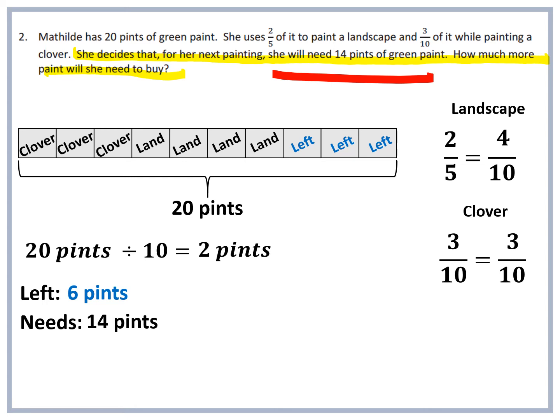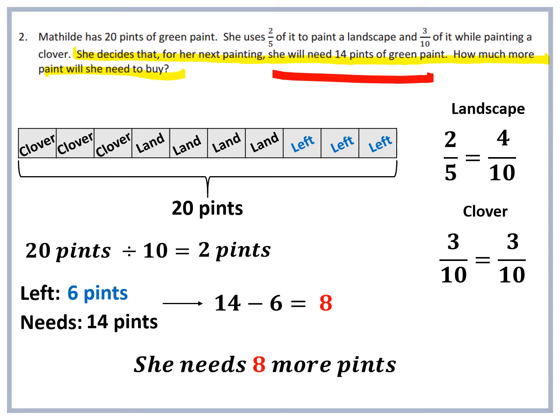If you said subtraction, you're correct. You're finding the difference between those two values. When you subtract 6 from 14, you get 8. So her final answer is that she needs 8 more pints so that she's able to paint her next painting.